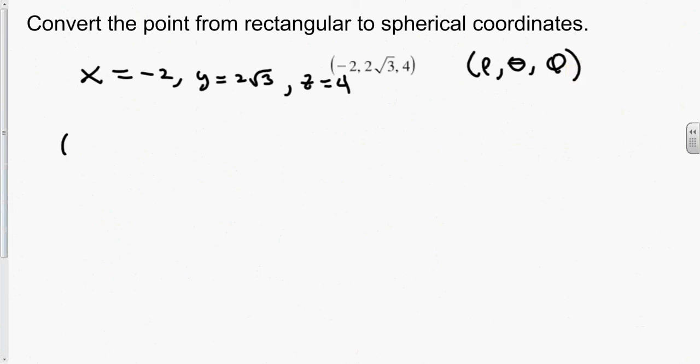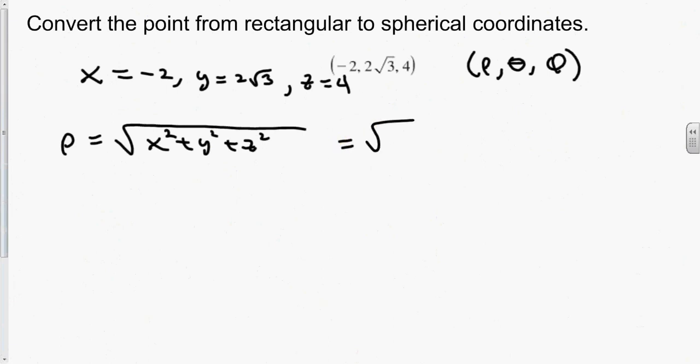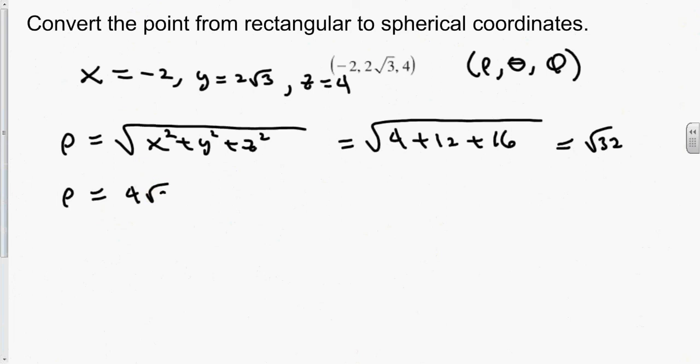To get rho, we can take the square root of x squared plus y squared plus z squared. So this is the square root of -2 squared, which is 4, plus 4 times 3, which is 12, plus 16. This is the square root of 32. So rho is equal to 4 times the square root of 2. So that's rho.